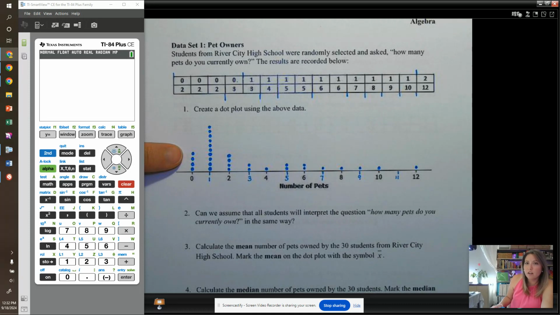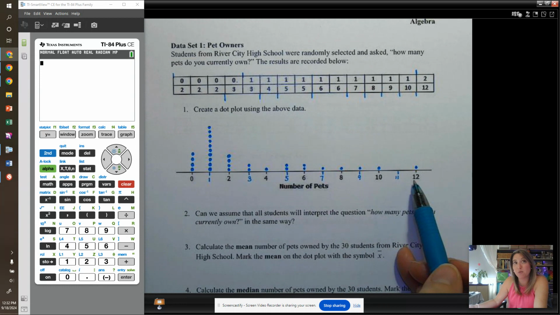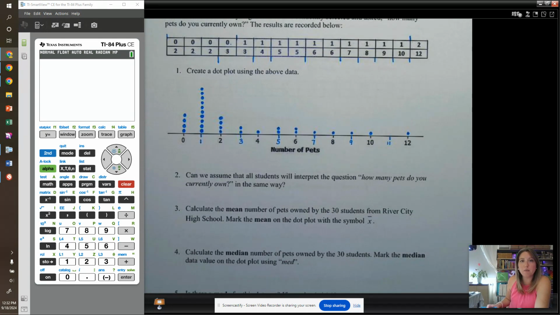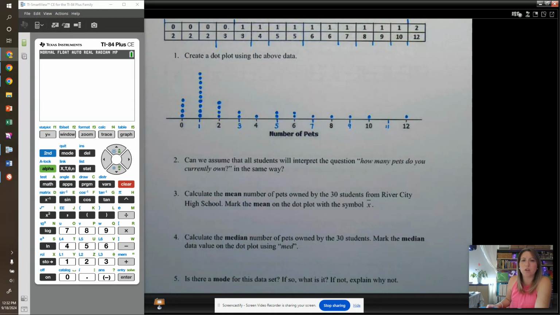Now, let's think back to the actual question asked, right? How many pets do you currently own? Do you count fish? I wonder if this person who said 12 counts fish, because if you're just thinking about cats and dogs and hamsters and ferrets, that's an awful lot of those mammals living in your house, a lot of extra fur. Okay, so my question there is, can we all assume that we all answered that the same way? Does everybody think of fish as pets?